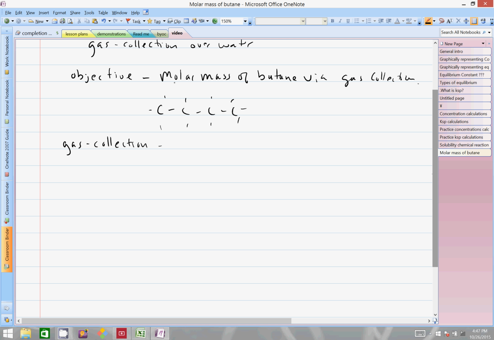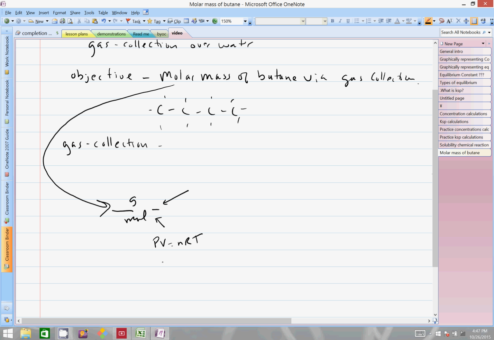Our objective is molar mass. Don't lose sight of what molar mass is. It's the grams per mole. So I need two pieces of information. I need the mass and I need the number of particles. The number of particles for gas collection generally comes from PV equals nRT. n equals PV over RT. So during the gas collection, we'll be able to gather all these pieces of information.